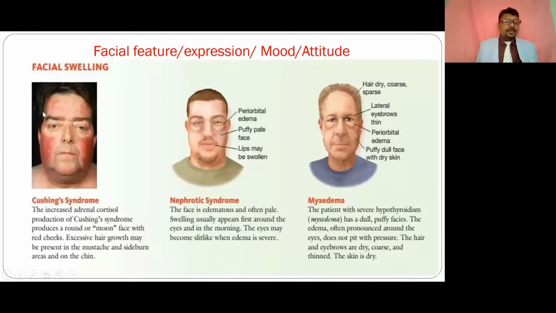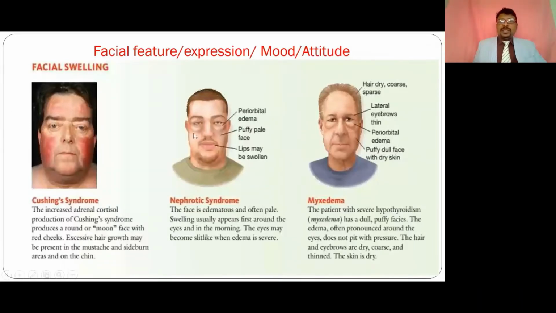The face is going to be a moon face, a rounded face with red cheeks. Excessive hair growth may be present on the mustache and the side burn areas and on the chin. This varies from person to person. Here we can find the moon shape, the redness, and a puffy face. This is because of the hormonal imbalance, the increased adrenal cortisol. This is one type of feature.